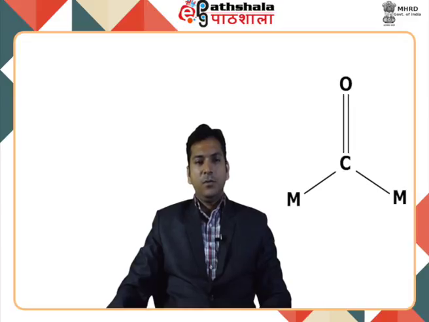A carbon monoxide molecule can be coordinated to 2 metal atoms simultaneously, as shown here. Such a carbonyl group is called a bridging carbonyl group. The terminal and bridging carbonyl groups can be distinguished with the help of IR spectroscopy. The terminal carbonyl group exhibits IR absorptions in the region of 1850 to 2125 cm inverse, while the bridging carbonyl group does so in the range of 1700 to 1850 cm inverse.